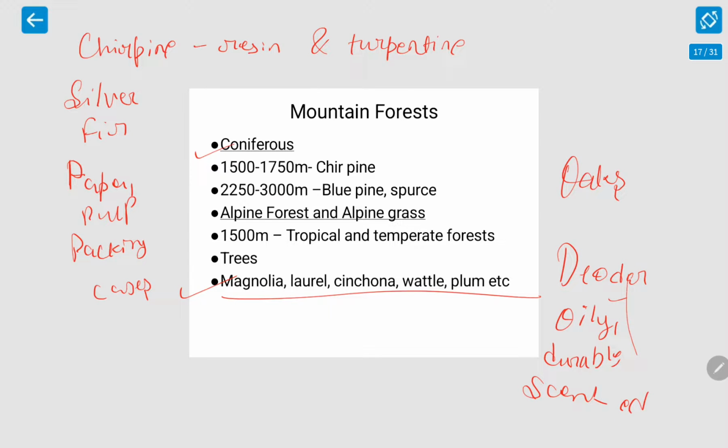So let us just get a quick recap of this mountain forest. The temperature is less than 20 degrees Celsius, and the altitudes are 1,000 to 3,300 meters. Then silver fir is there, chir pine is there, deodar used for construction. Turpentine and resins from chir pine. Silver fir is used to make packing cases. Packing cases of tea are made by chir pine. So this is the thing.